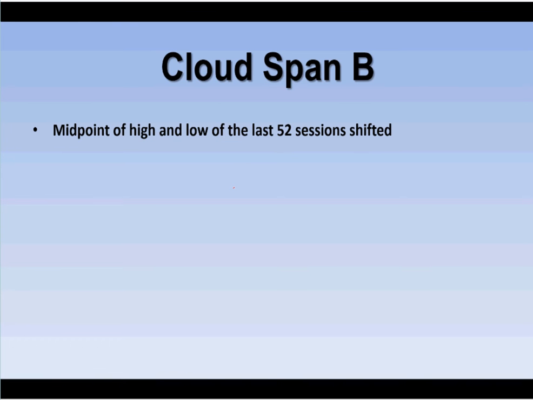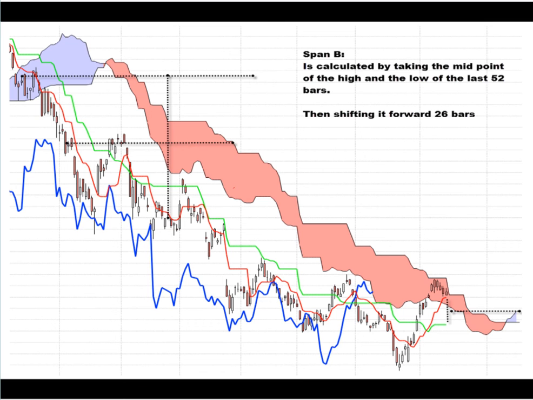Cloud Span B: the midpoint of the high and the low of the last 52 sessions, shifted. So in this example, you're going to take price action here, count back 52 bars, take the midpoint of those two extremes, and fast forward into the future, also 26 bars. And that's how that's calculated.